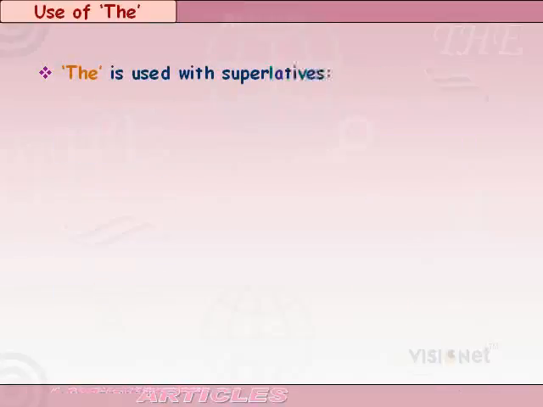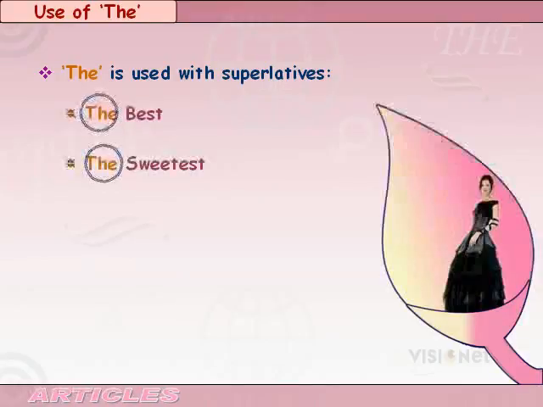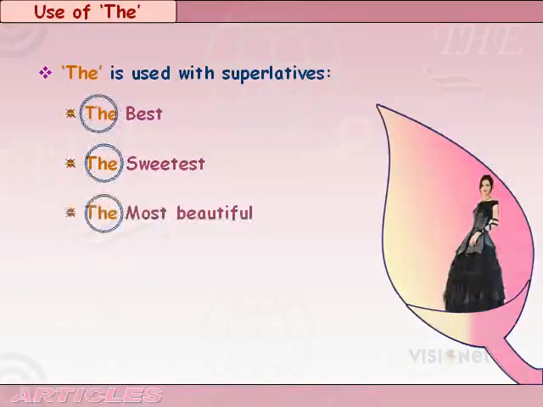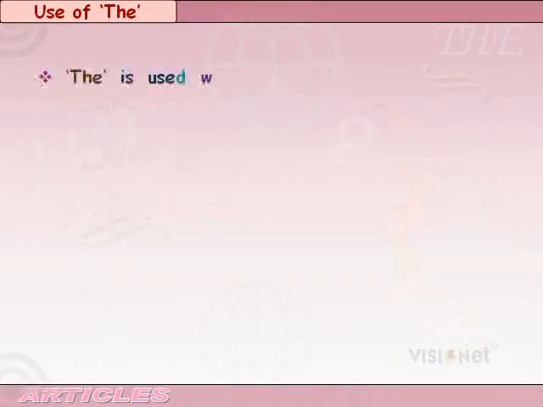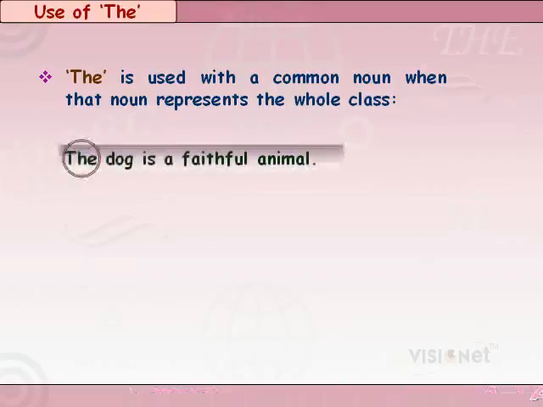The is also used with the superlatives. For example, the best, the sweetest, the most beautiful. The is used with a common noun when that noun represents the whole class. For example, the dog is a faithful animal.